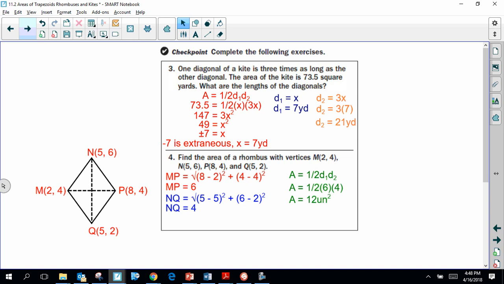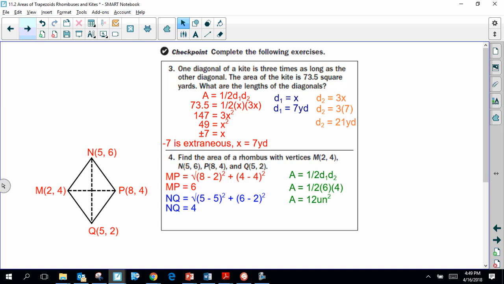Now if you graphed it, it turns out that the one diagonal between M and P, because the y coordinates don't change, that means that we have a horizontal line. So MP is horizontal. If you graphed it, you could have just counted that it would have been 6 spaces long. Same thing with NQ. Because the x coordinates didn't change, that's going to be a vertical line. So again, if you graphed it, you could see that it was going to be a vertical line, and you could have just counted it. Otherwise, you have to use the distance formula. So the two diagonals that we got are 6 and 4. Substituting those into the formula, the area is going to be 12 units squared.